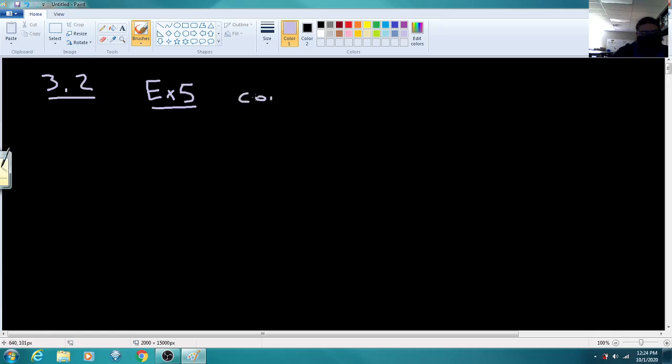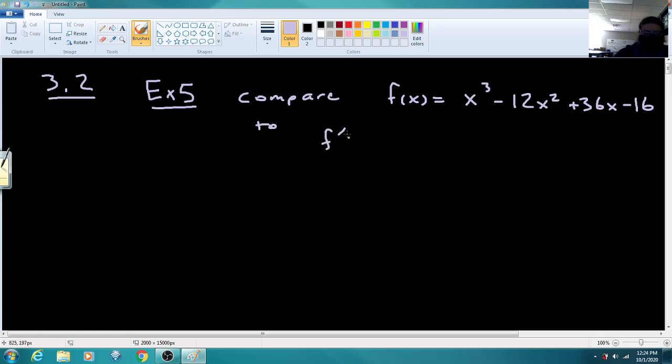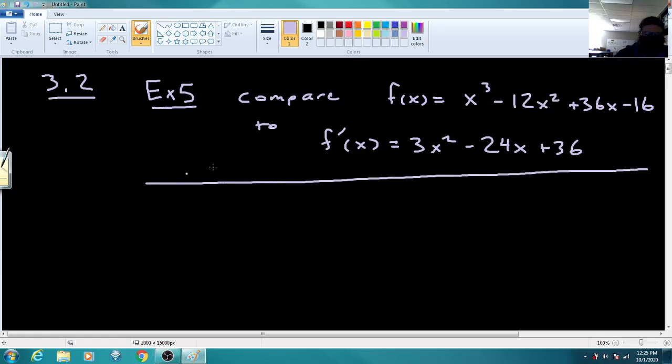Our example, example 5 from the book, gives us a function f of x equals x cubed minus 12x squared plus 36x minus 16. It wants us to compare that to 3x squared minus 24x plus 36, and compare their graphs.